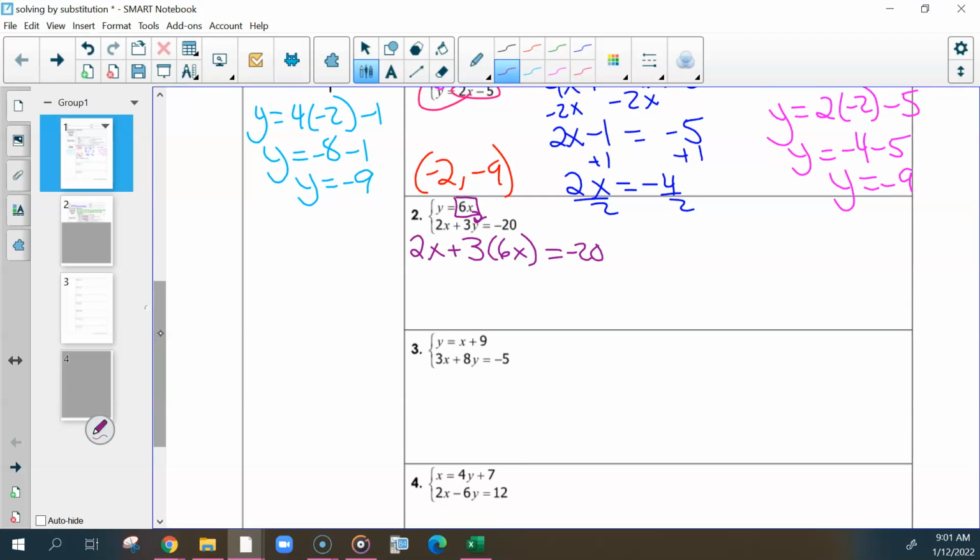Right, from here we can start solving. So this would be 2x plus 18x equals -20. Combine your like terms. And solve for x.